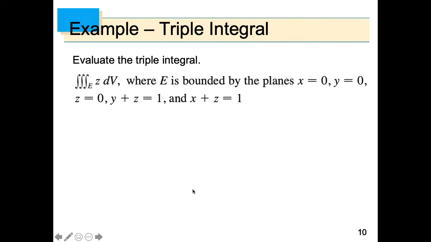Now this one's actually interesting. I actually like this one a lot. So to me, this is kind of a fun problem. And to me, this really reveals how to actually establish your limits on your triple integrals.